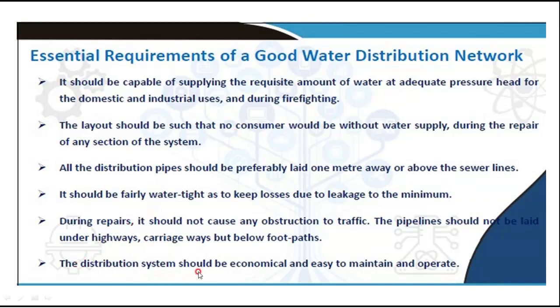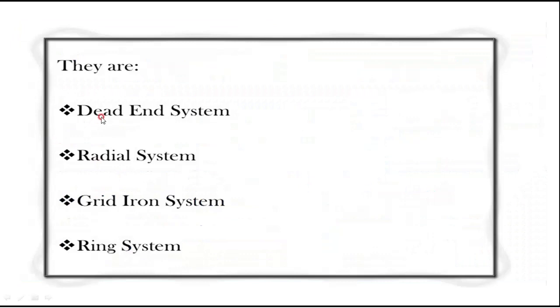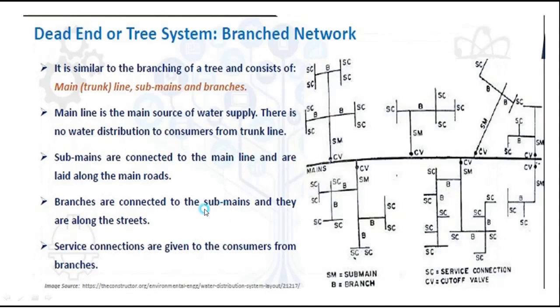The distribution system should be economical and easy to maintain and operate. Obviously, common sense says that it should be economical, easy to maintain and operate. All these considerations you should consider and suggest the distribution system. Okay. There are some systems of distribution: one is a dead end system, a radial system, grid iron system, and ring system. That I will explain by considering figures.